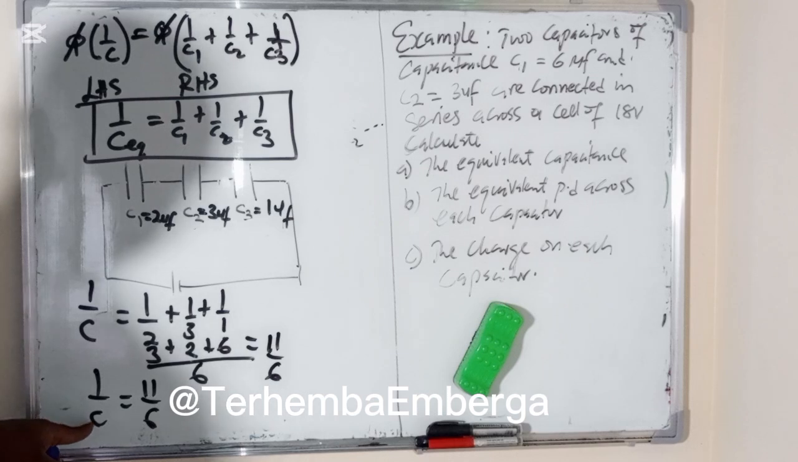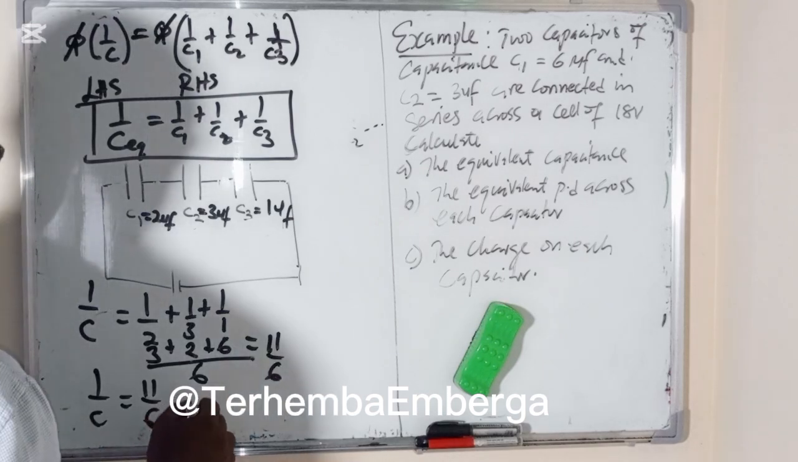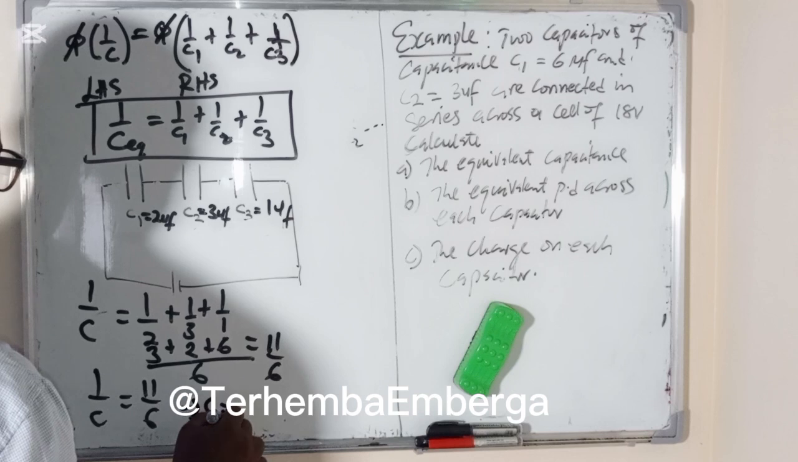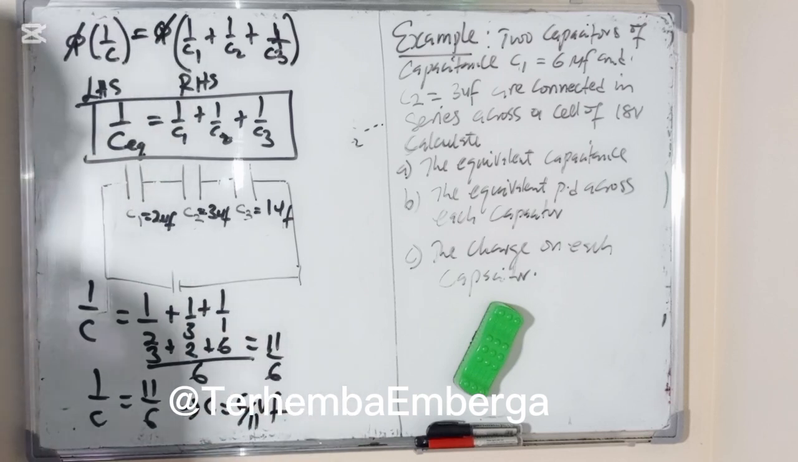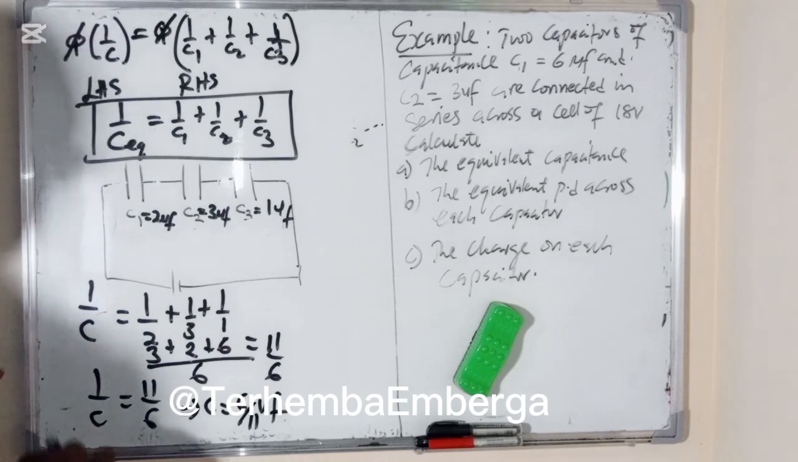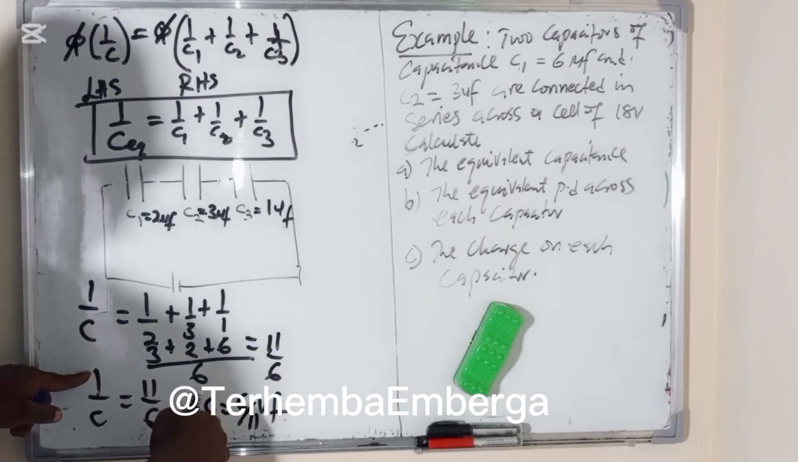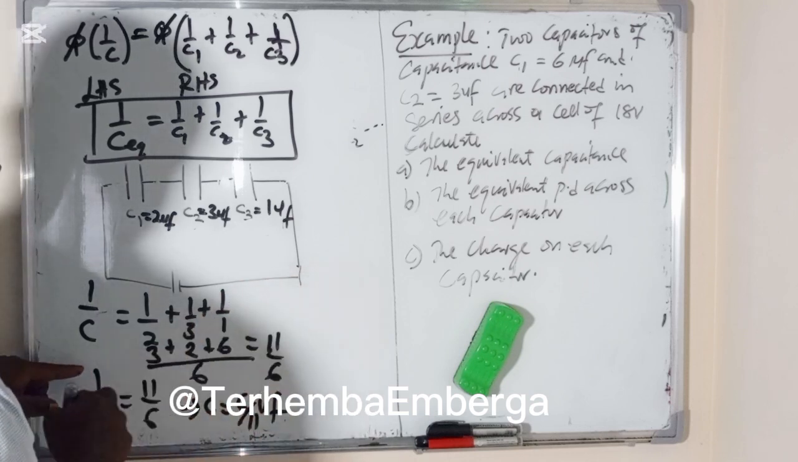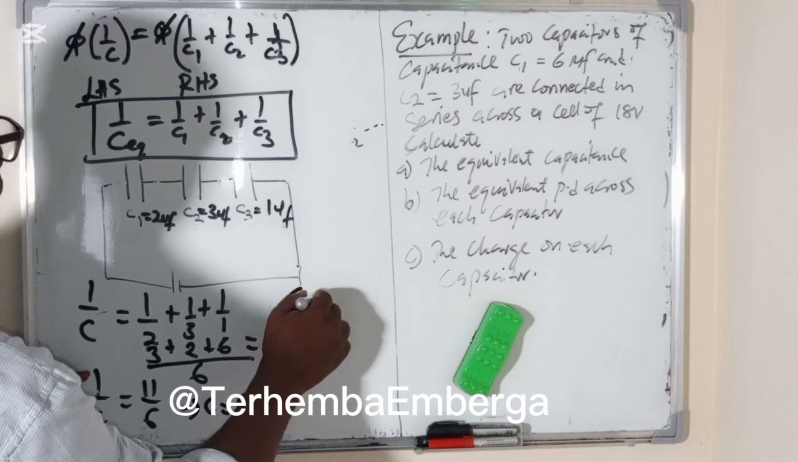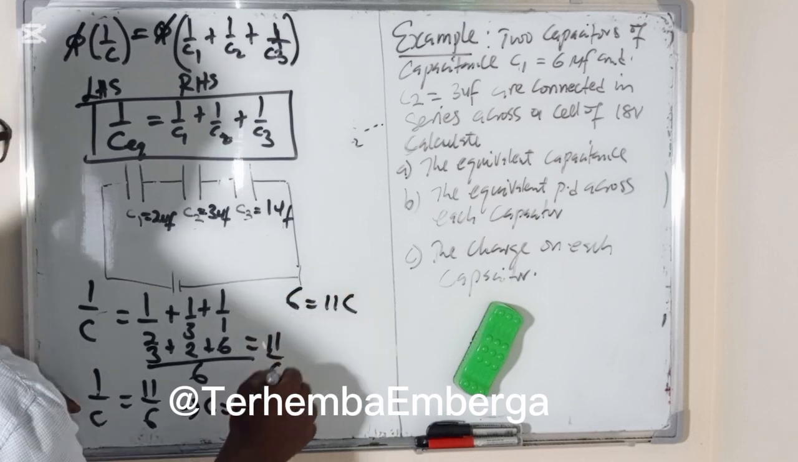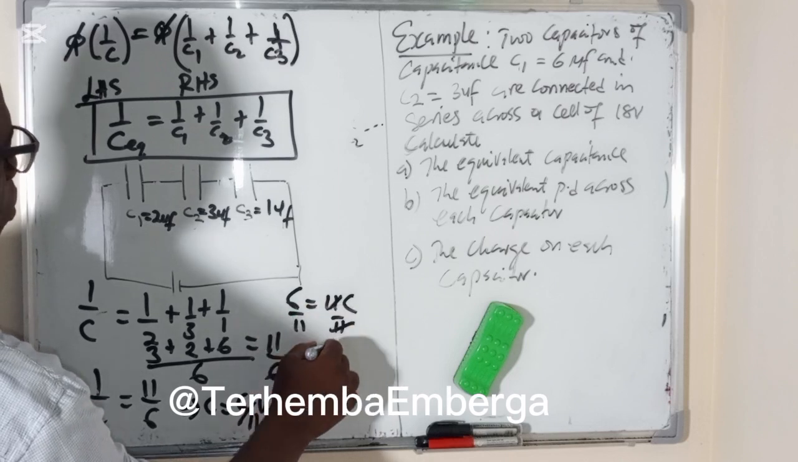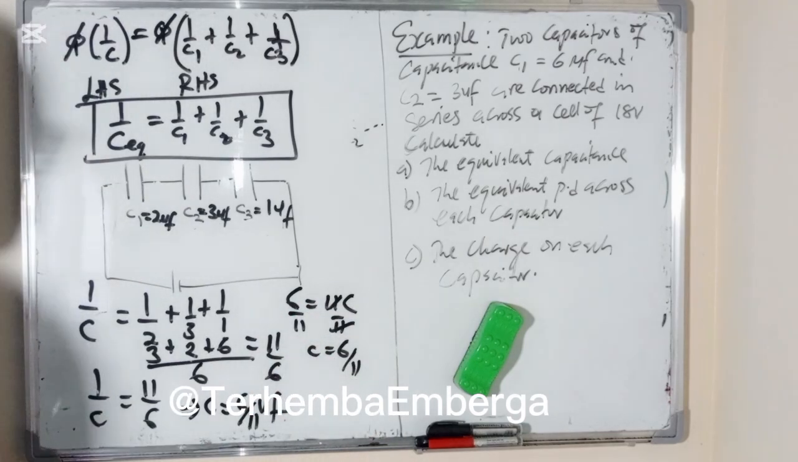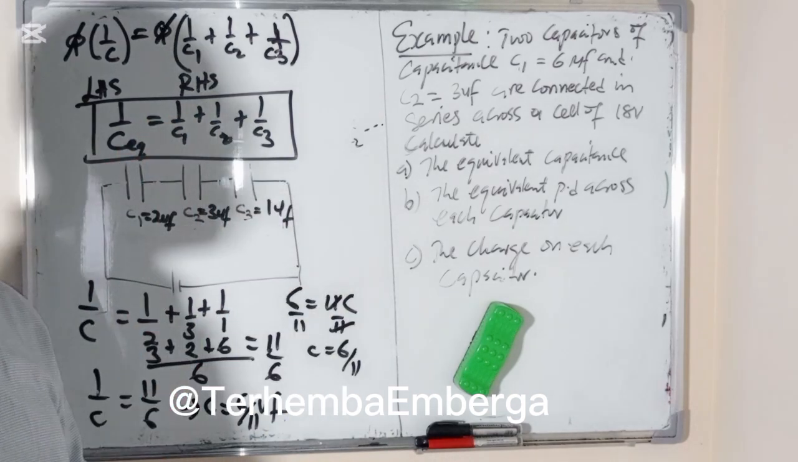But what we are looking for is what? C. So it implies that C now will be equal to 6 over 11 microfarad. Some people will be asking, why did you get C to be 6 over 11? By cross multiplying, 1 times 6 is 6, equal to 11C. Making C the subject, you divide both sides by 11, and C will be equal to 6 over 11. This is the series connection.